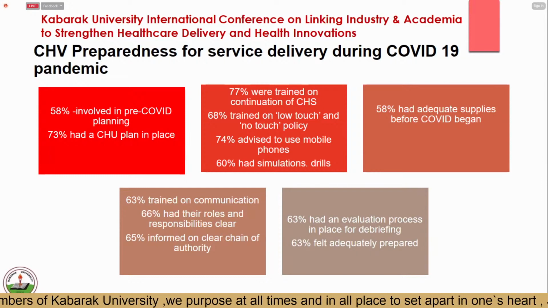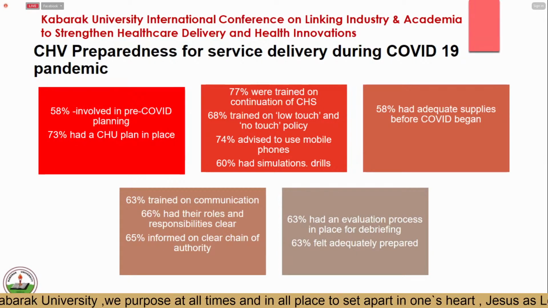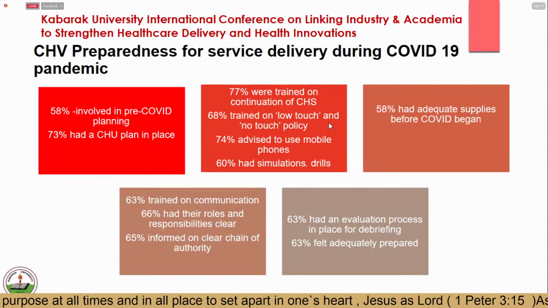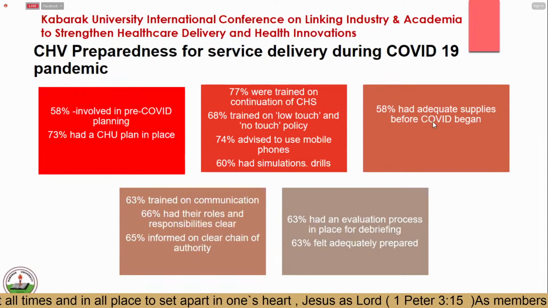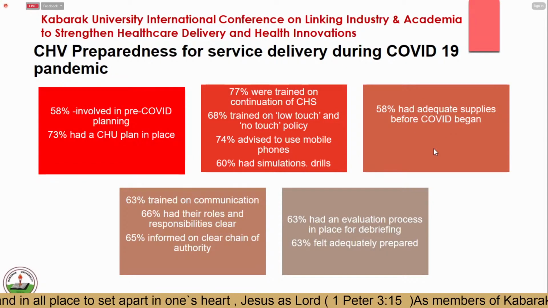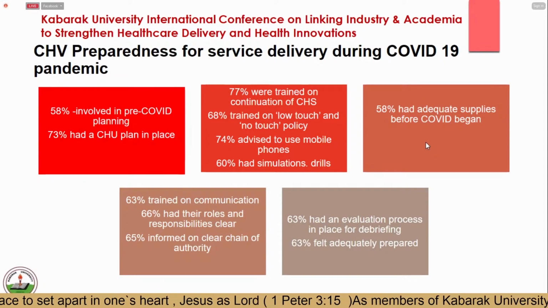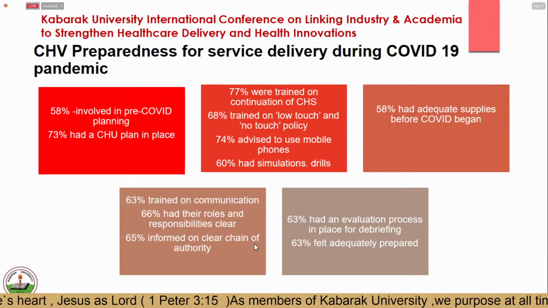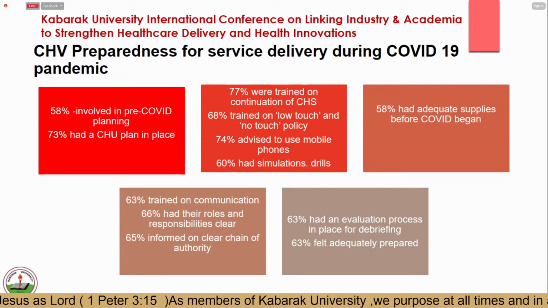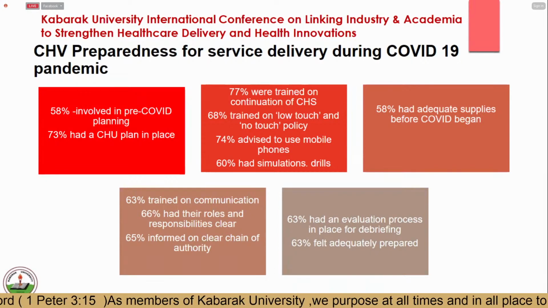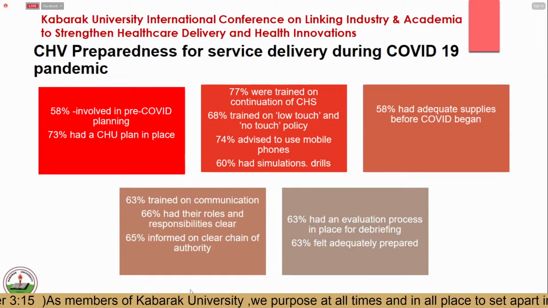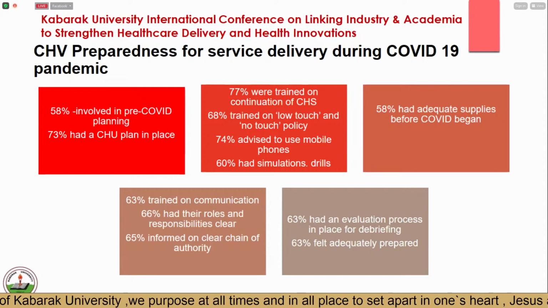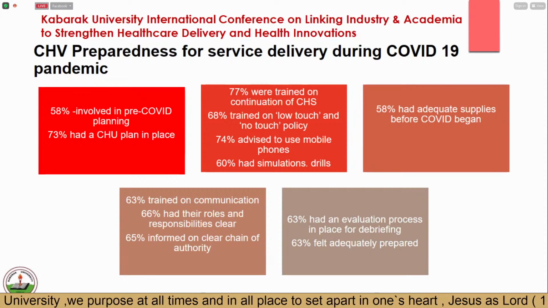Only 60% were involved in simulations before they had cases reported in the unit. So 50% said that before COVID began, they did not have a supply. 3% were trained on communication, knew exactly how to communicate to their colleagues and to their community. 66% had roles and responsibilities clear to them. The rest said there was a bit of confusion.